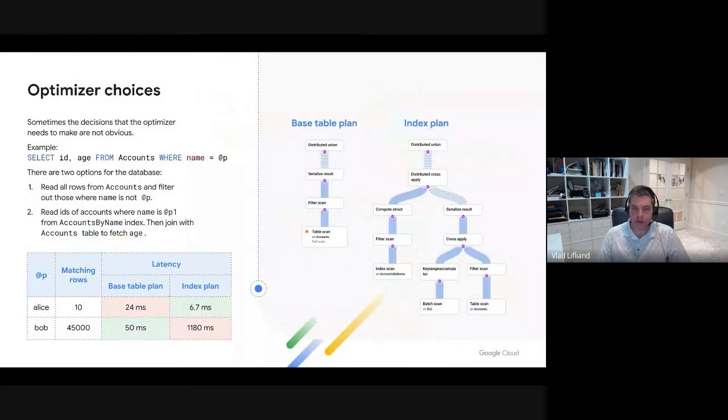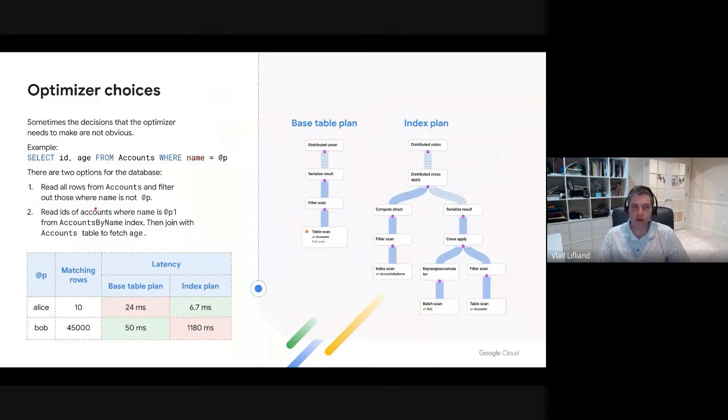In this example, the example that we just saw, the decisions that the optimizer made were pretty simple. But this is not always the case. There are many queries where the optimizer has to make decisions that are not obvious. Let's look at a relatively simple example.